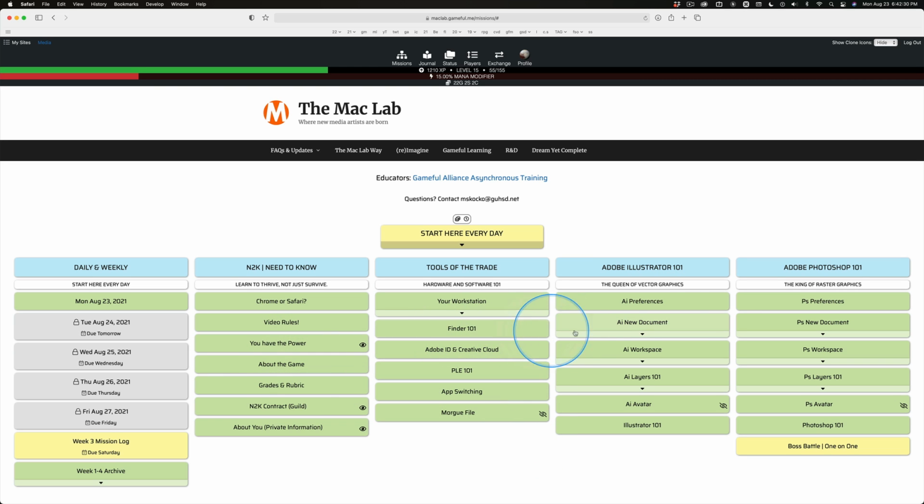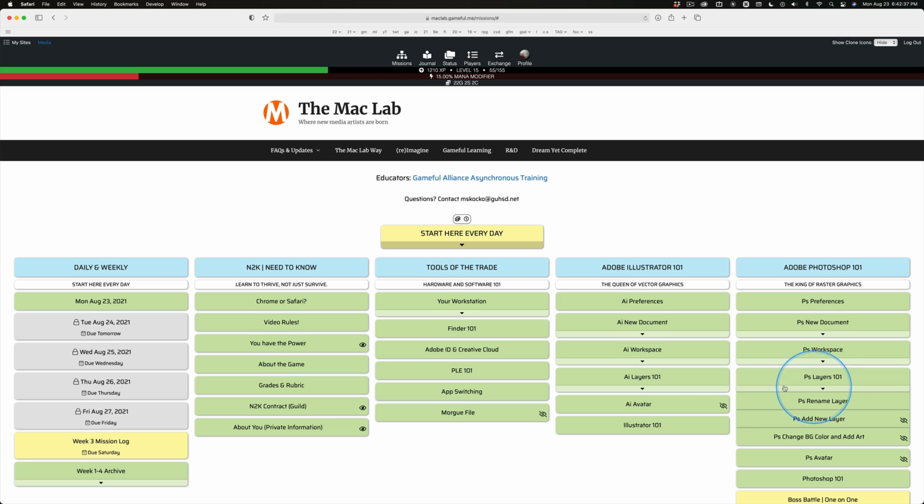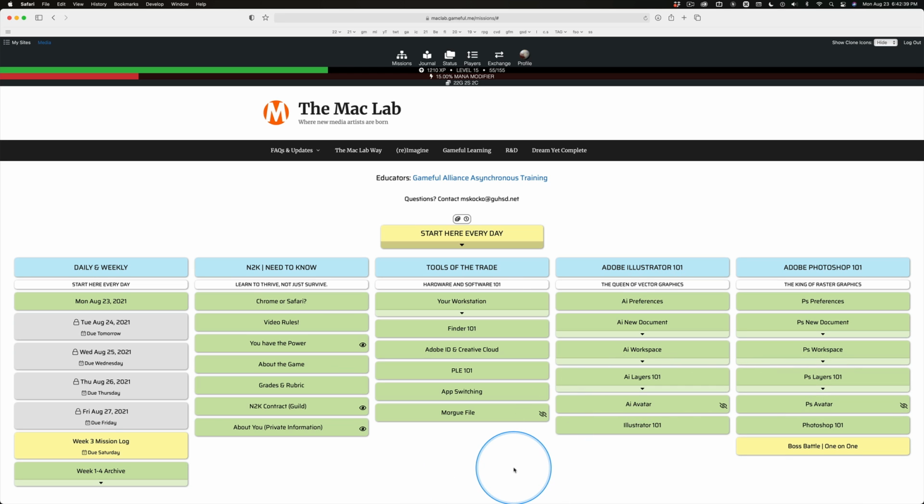What were those preferences in the Finder or AI and PS? And what was my workspace like in Illustrator and Photoshop? The notes are all here. And you can always go back.